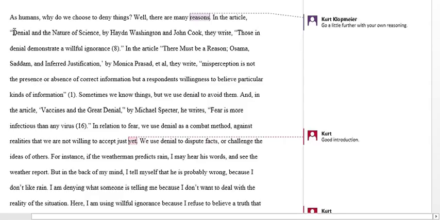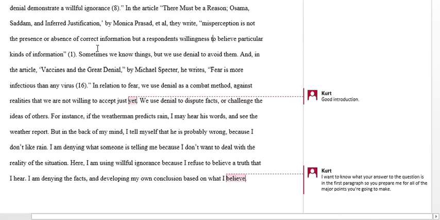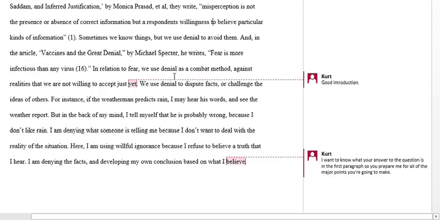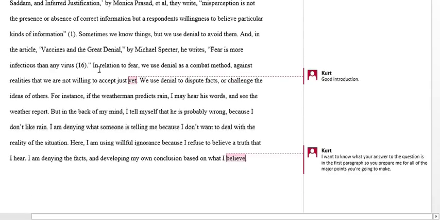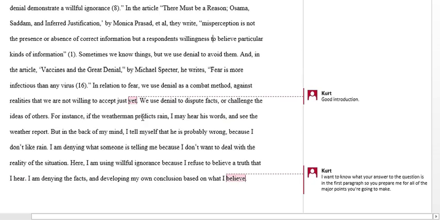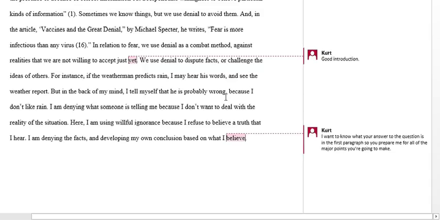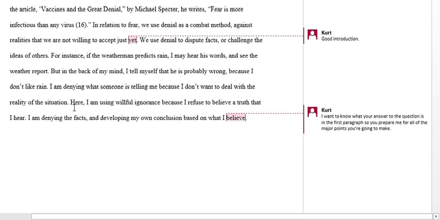narrowing focus, right? So she introduces the Washington and Cook article. She introduces the Monica Prasad article, and uses some quotes. Both of them use quotes in the intro paragraph, which isn't necessary, but I think is useful here. And then she brings in Spector, right? So she's getting the really vital information in the very introduction so that we can see what's going on.